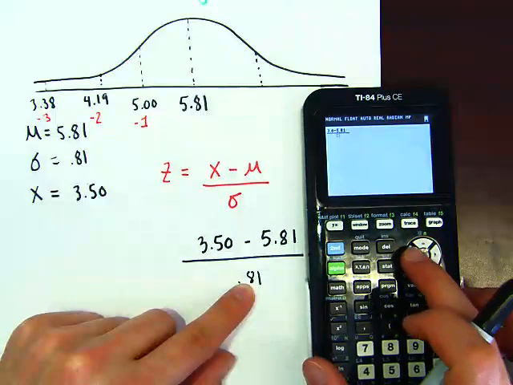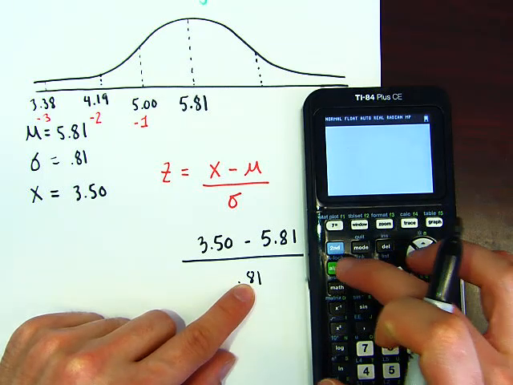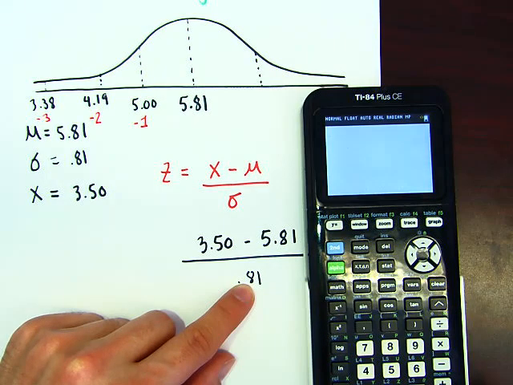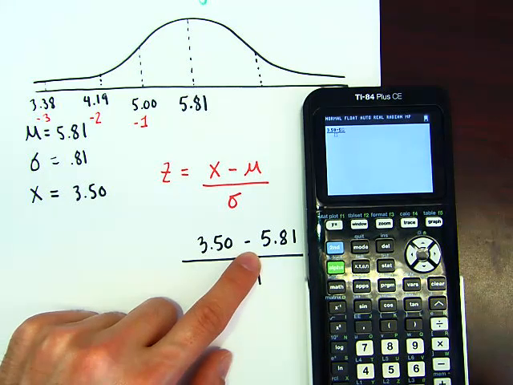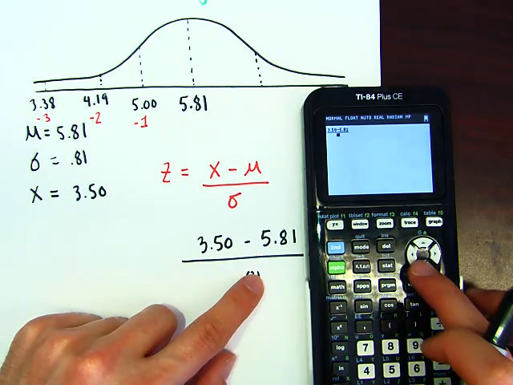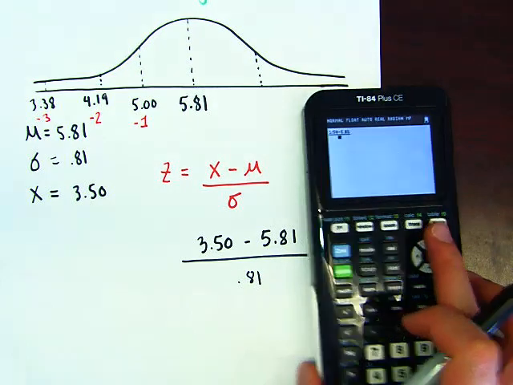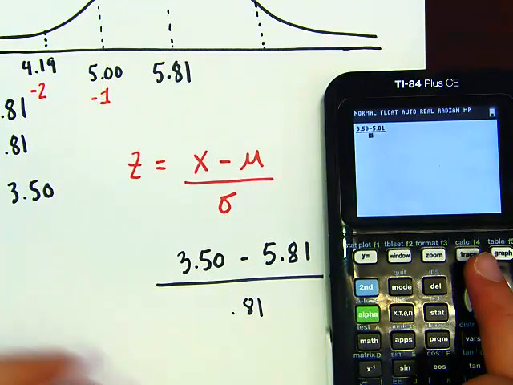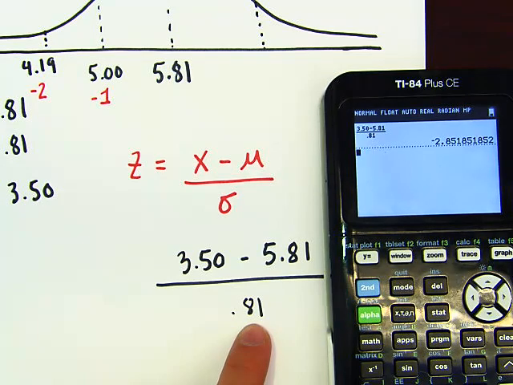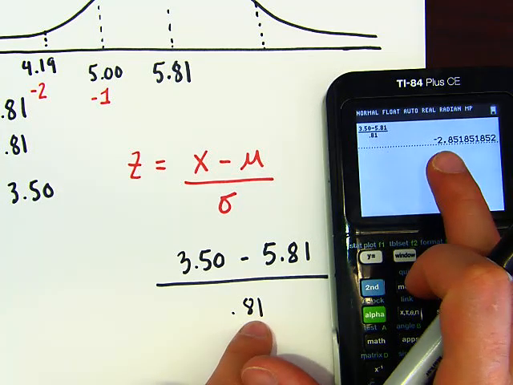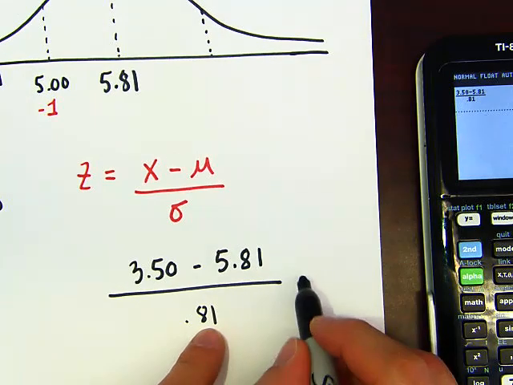Did I just mess it up? Oh yeah, I did, my bad. Let me try that again. So alpha here, get a fraction, 3.50 minus 5.81, that's on the top. And let me zoom this in a little bit. Okay. And this is 0.81 on the bottom, so I hit enter, and I get negative 2.85.